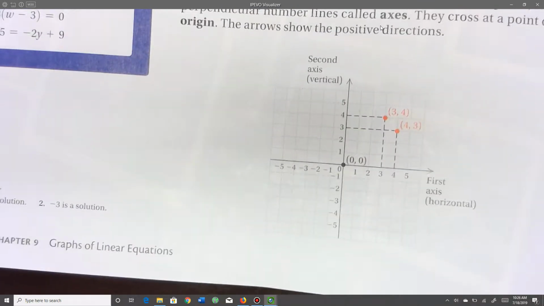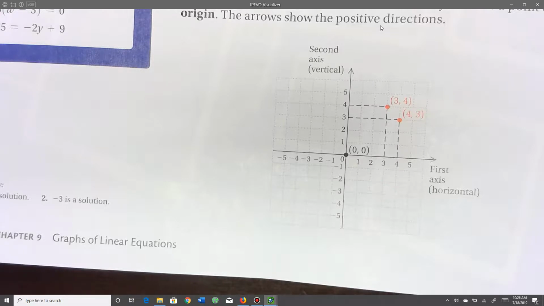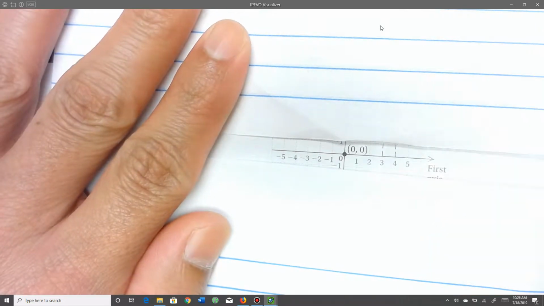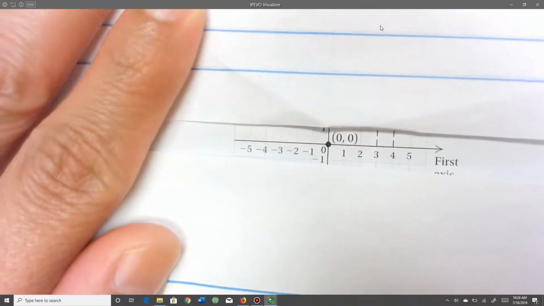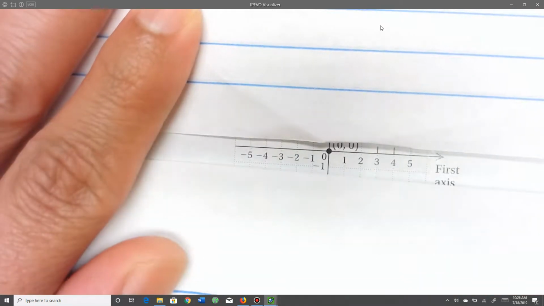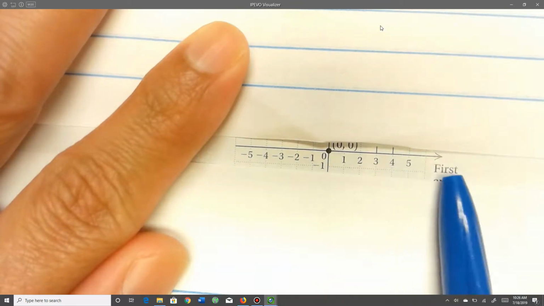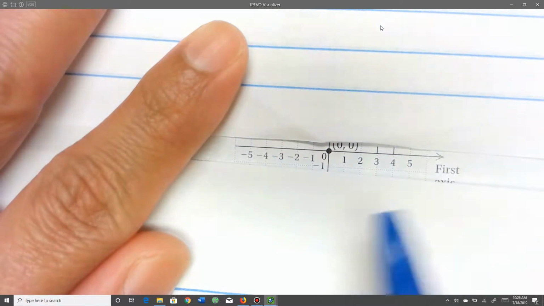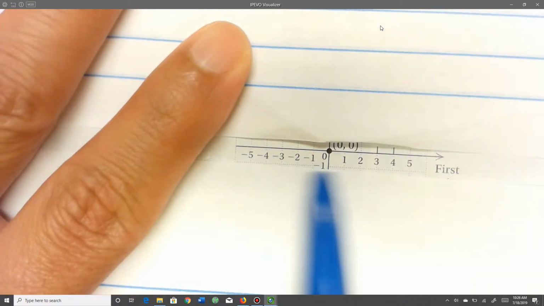Remember that, and let me get a piece of paper so I can make my point. Remember that when we've been working with number lines, right? So you're familiar with the number line already. You know that the numbers to the right are positive and the numbers to the left are negative. Okay, so make sure you apply that knowledge here too.